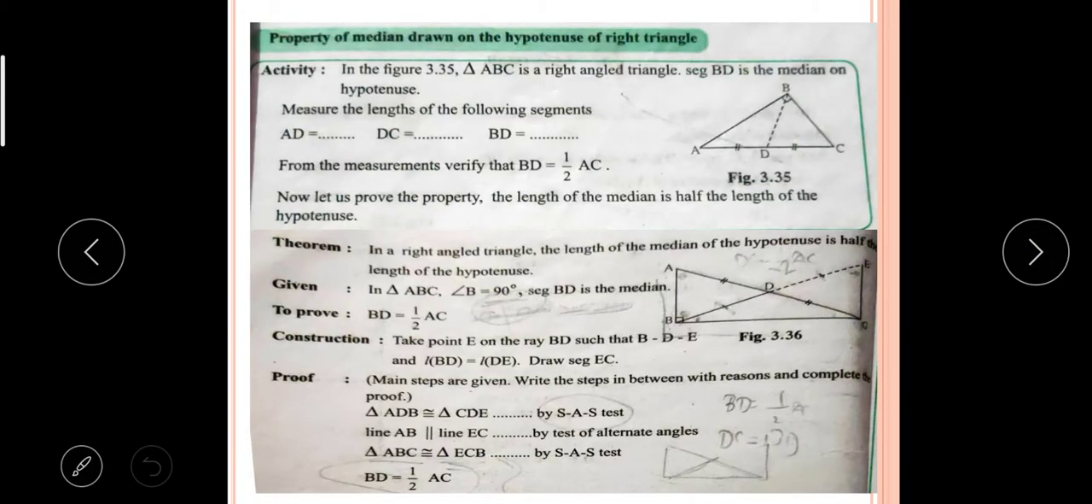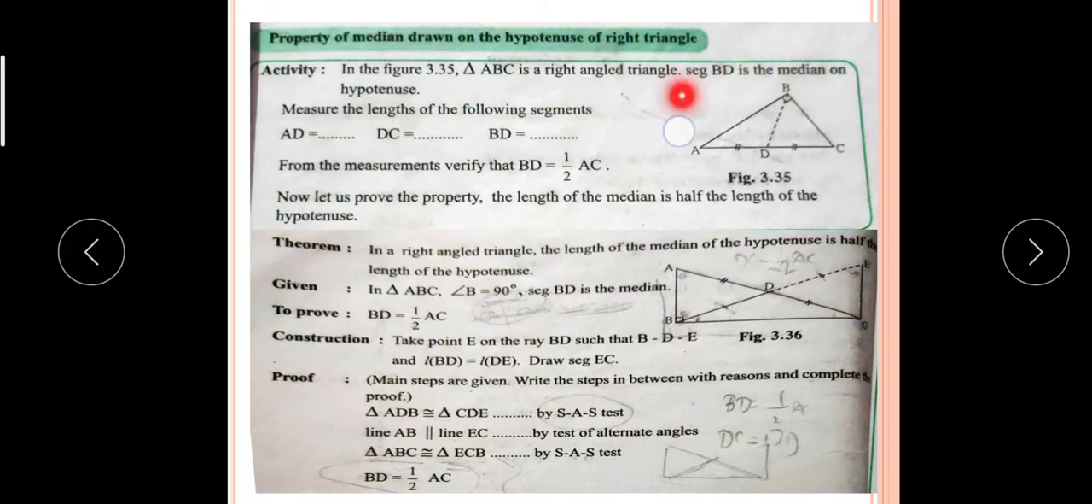Now see the property of the median drawn on the hypotenuse of a right angle triangle. We have to see the properties of the median. This is also very simple. Now see the diagram. So in the figure, triangle ABC is a right angle triangle. Segment BD is a median on the hypotenuse.